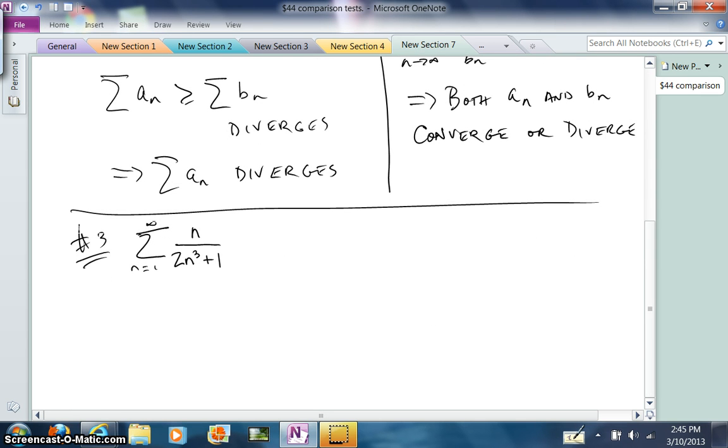Here's number 3. So in number 3, we can do it both ways, and it's probably instructive to do it both ways. So let's go. First, I want to compare this to something. And so I have experience, so I can just tell you what I think when I see this. What I see is an n to the first power and an n to the third power. So I think that this is similar to 1 over n squared. That's what I think in my mind. And this converges because it's a p-series.